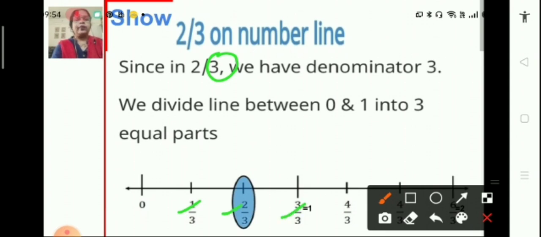3 or 1. If we divide the number line between 1 and 2 again into 3 equal parts, then we have the next point as 4 upon 3, next to it comes 5 upon 3, and then 6 upon 3 which is equal to 2.